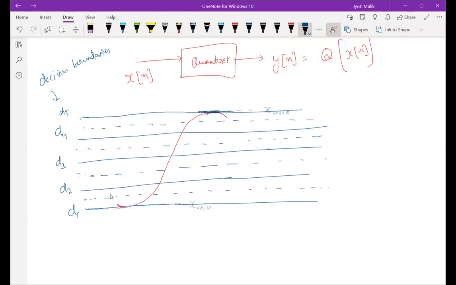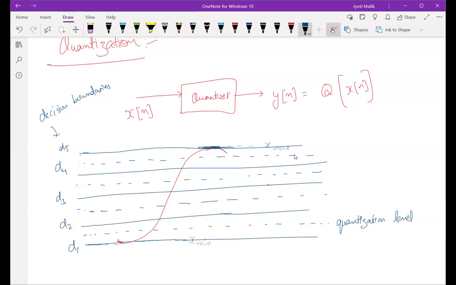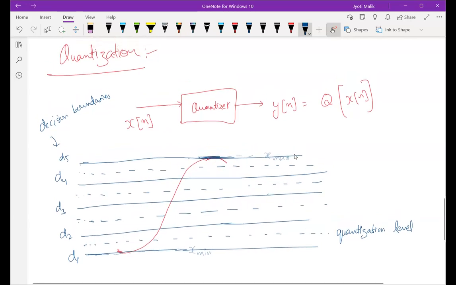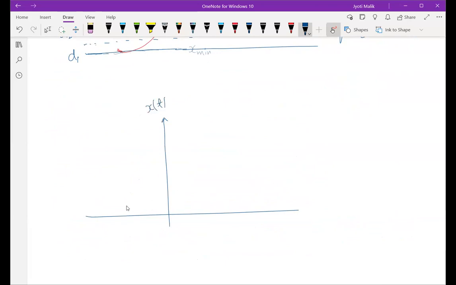So these midpoints, these lines which we draw, which pass through the midpoints, they are known as quantization levels. Can I know the meaning of quantization? I'm a little bit confused with the literal meaning. Quantization means converting the amplitude, which is continuous in nature, into discrete levels. For example, convert the amplitude, which is analog in nature, to discrete in nature.